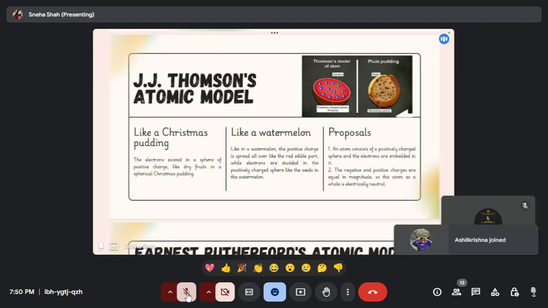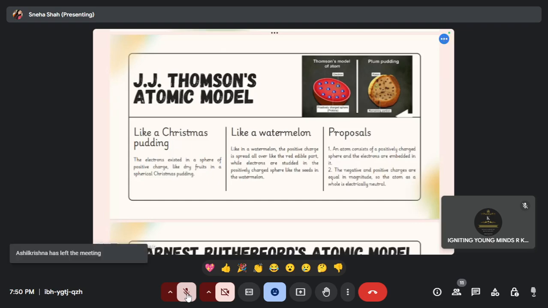Like in a watermelon, the positive charge is spread all over, like the red edible part, while the electrons are the seeds. And he proposed two things. First, an atom consists of a positively charged sphere and the electrons are embedded in it. His arrangement was very simple: the entire sphere is positively charged and the electrons, the negative charges, are spread across the positive charge. The second thing he said was that the negative and positive charges are equal in magnitude and opposite in charge. So the atom as a whole is electrically neutral.